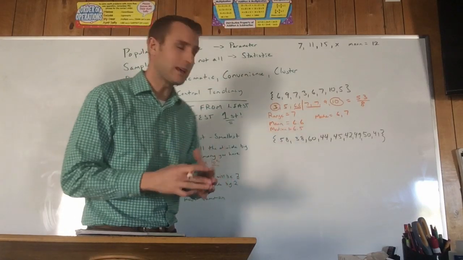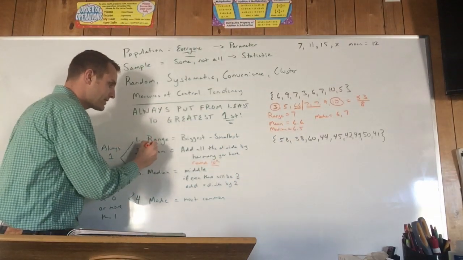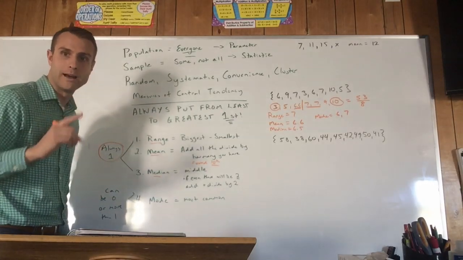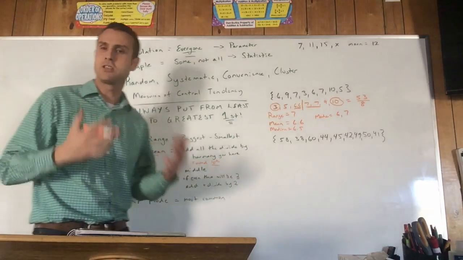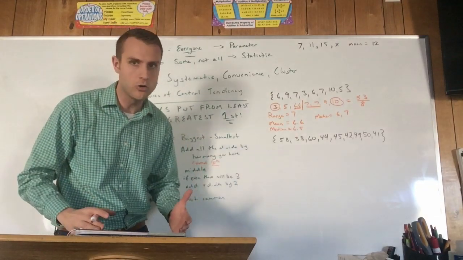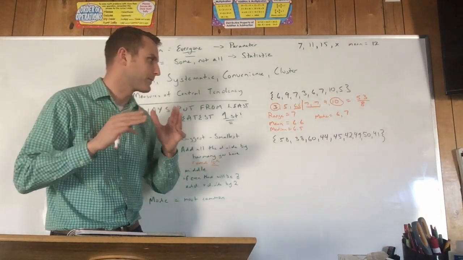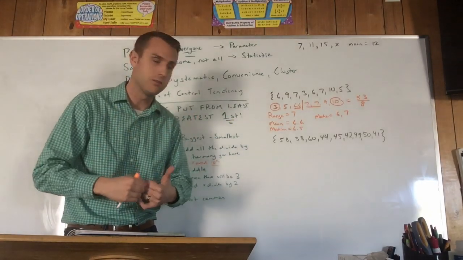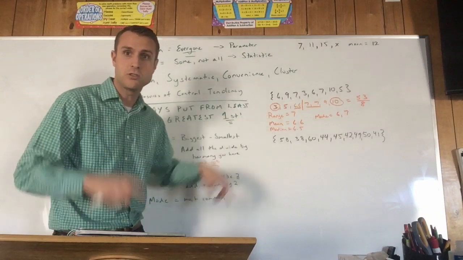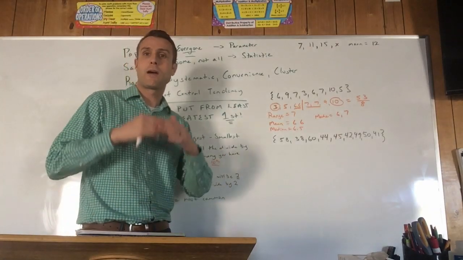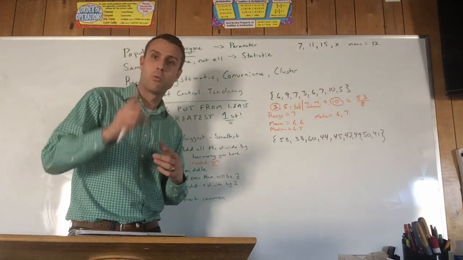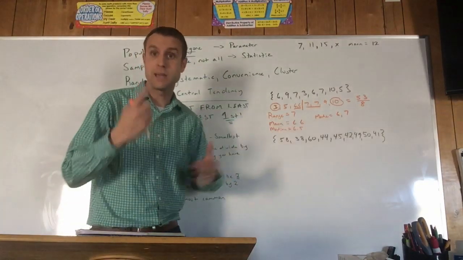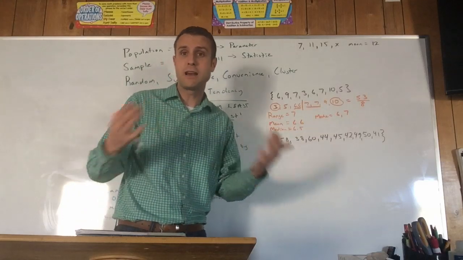Now, the mode is unique. For every other one of these, the range, the mean, and the median, you will always only have one of those. You can never have two means. You can never have two medians. Remember, if you have two medians, you have to add them and divide by 2. You can never have two ranges. You can only have one range. So for every single one of those, you always have one. But for your mode, like here, you can have 2. You can have 1. Or sometimes you can have 0.